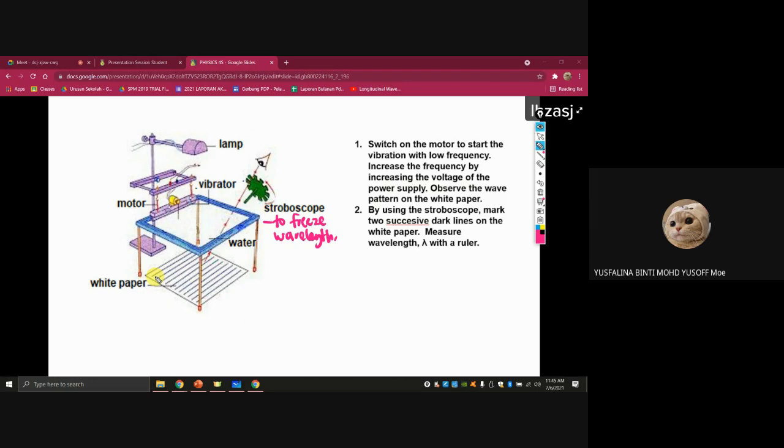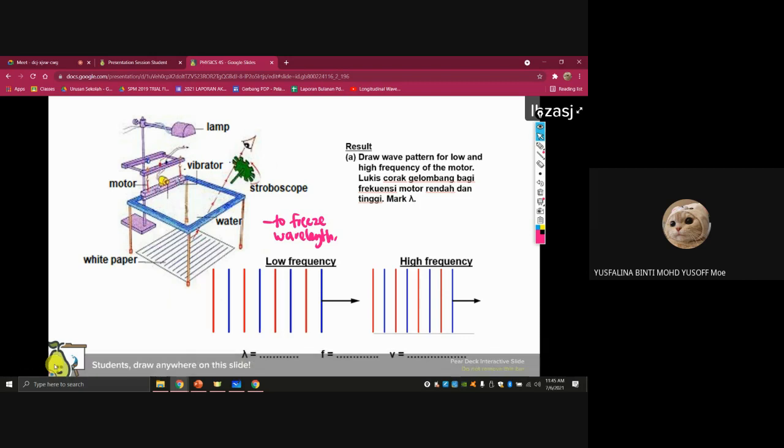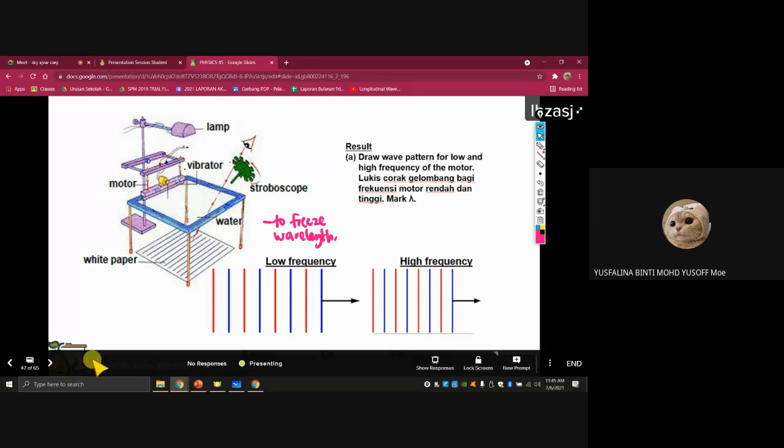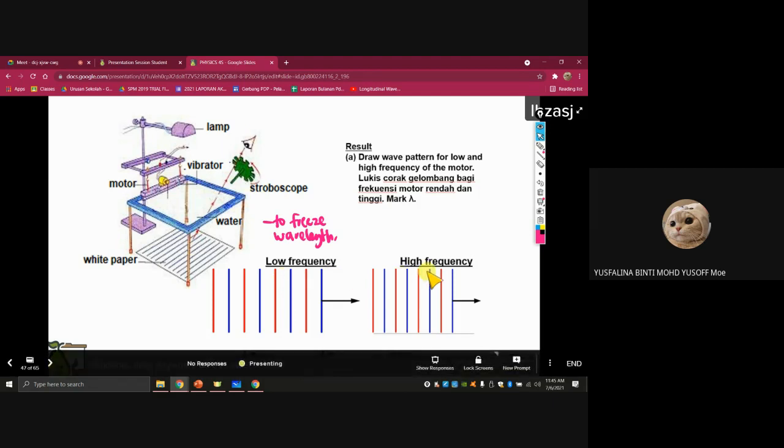After that, you have to draw a pattern for low frequency and high frequency of the motor. When the frequency is low, the wavelength is much wider, and the gap is much bigger compared to the high frequency. Now I want you to describe what will happen to the lambda, the frequency, and the v when you increase the frequency. This is the shape of the wavelength you get for low frequency and high frequency.